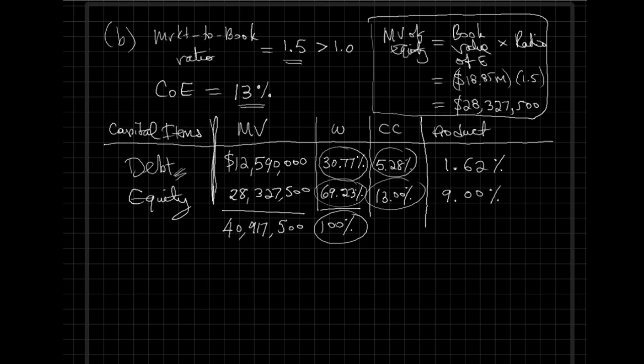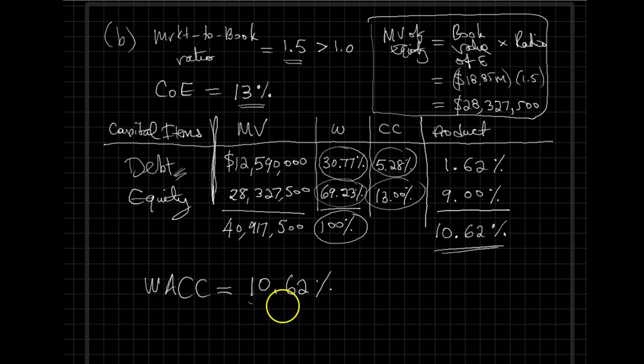And so when we add these two together, we realize that the company-wide cost of capital has reduced to 10.62%. This is our weighted average cost of capital under this new scenario. So that figure stands at 10.62%.